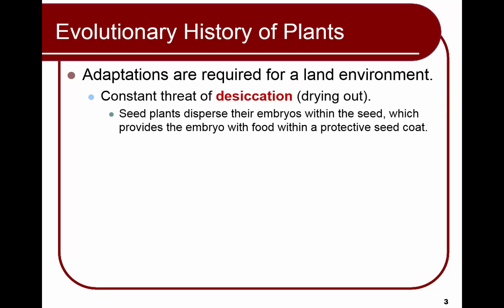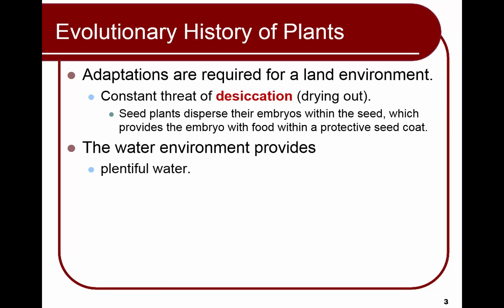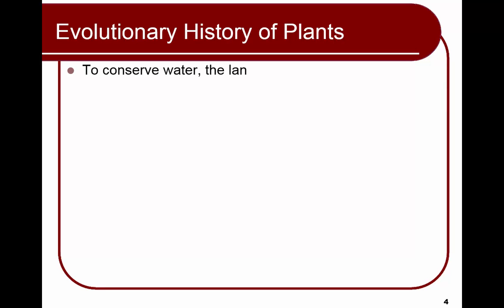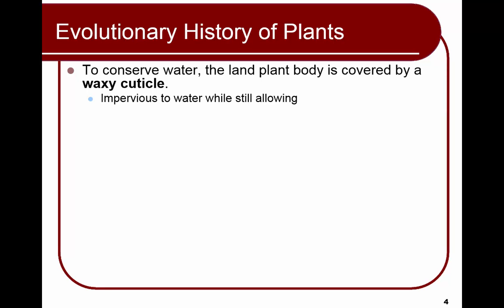Now, why is living in water beneficial? First of all, there's plenty of water. And secondly, it supports the body of the plant. But as we know, we have more plants on land than we do in water, so they had to adapt. One of the things they did is they have a body that is covered by a waxy cuticle. This seals them. It allows carbon dioxide and oxygen to move in and out so photosynthesis can occur, but it keeps them from losing too much water.